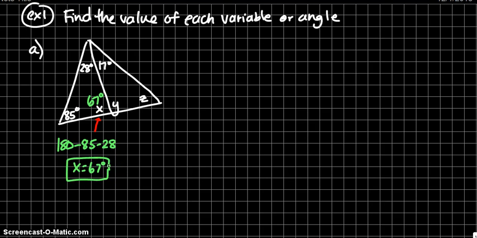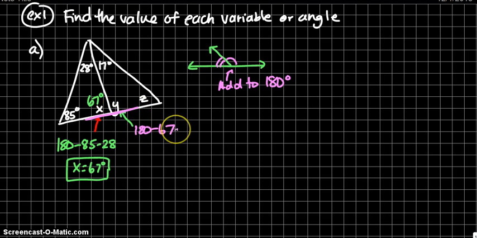Now, the reason I wanted to do that one was I had enough information. The next angle I need to find is Y, and this is where sometimes students get a little confused. So three angles in a triangle add to 180, but also remember that if I've got a straight angle, my two angles are supplementary, and those also add to 180. So right now, X plus Y would add to be 180 because it makes a straight line right here. So to find Y, I can do 180 subtract 67. And I get 113. So Y equals 113 degrees.